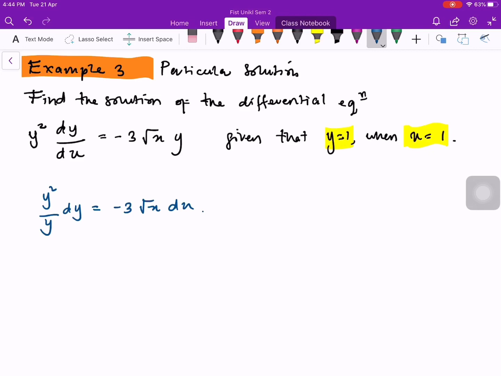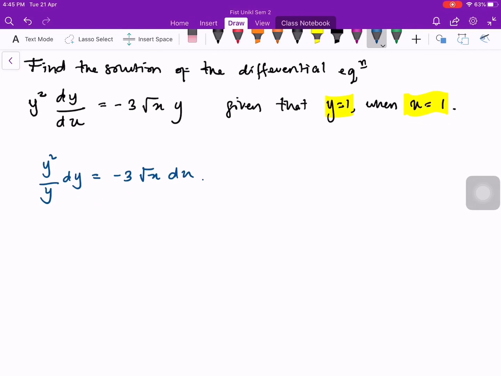Tapi saya lebih suka biarkan negatif 3 tu berada di sebelah kanan, because in the particular solutions ataupun general solutions, normally kita akan simplify dia dalam bentuk y in terms of x. So kalau saya bawa 3 di sebelah kiri, the same thing, I'm going to simplify 3 will be bring to the right side as well. So in this case saya akan biarkan negatif 3 di sebelah kanan. So after simplify, so we're going to have y dy, okay, equals to minus root 3x dx. Okay, so now we're going to do integrate for both sides.